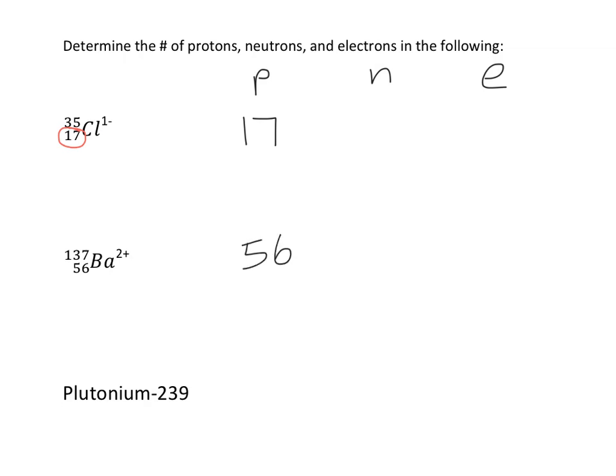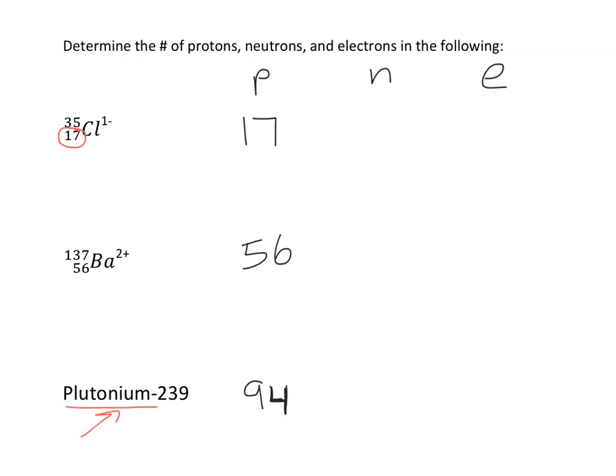If it's not written in this format, like plutonium, we have to look up on the periodic table and find the number of protons. So when we do that, we see that plutonium is number 94 on the table. That means that's its atomic number, and it has 94 protons. So protons is always the easiest, generally. If you know the name of the atom, you know the protons.